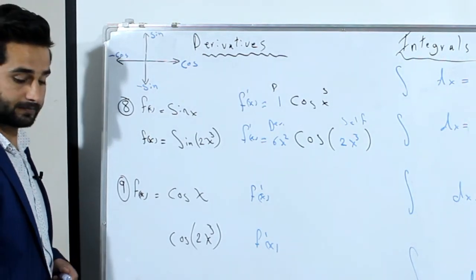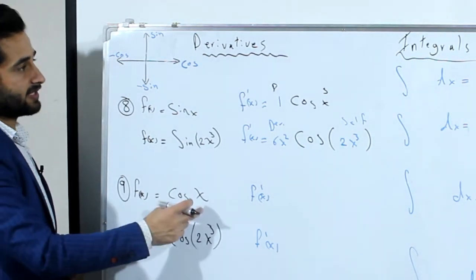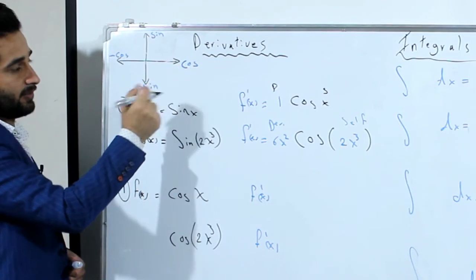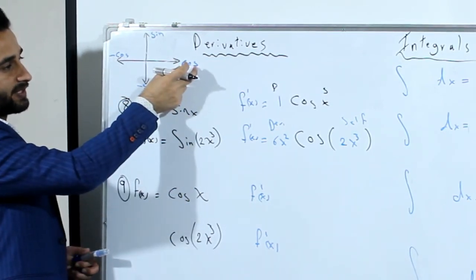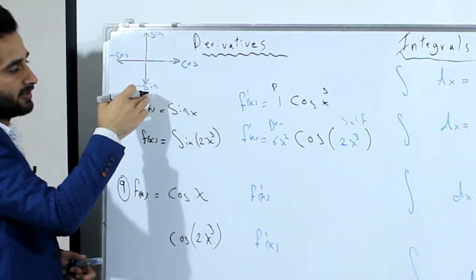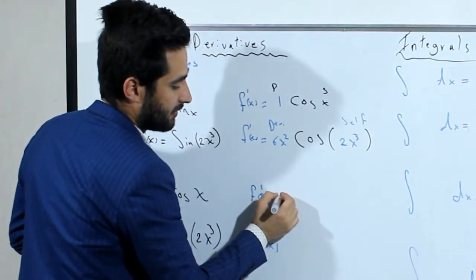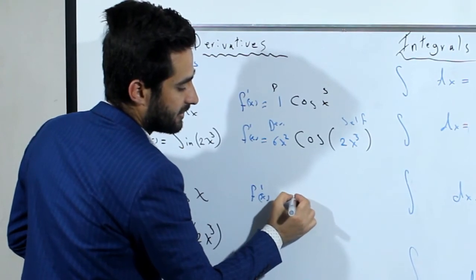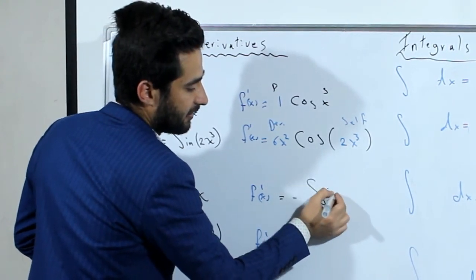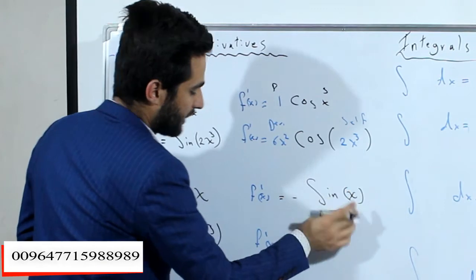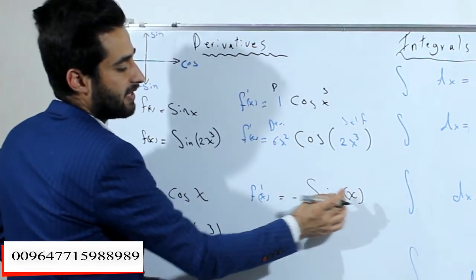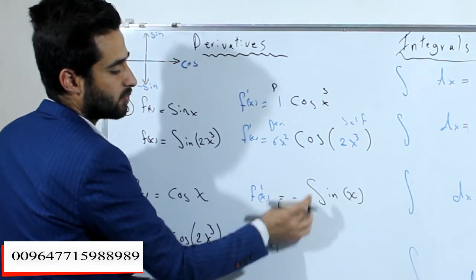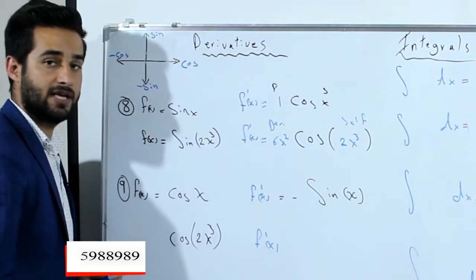Okay, cosine x, this is cosine x. So what is the derivative of cosine? Derivative in this way, so it is minus sine x. So we have to write this down, the angle itself, and its derivative here. What's the derivative of x? It is 1. You can write it or not, it's up to you.